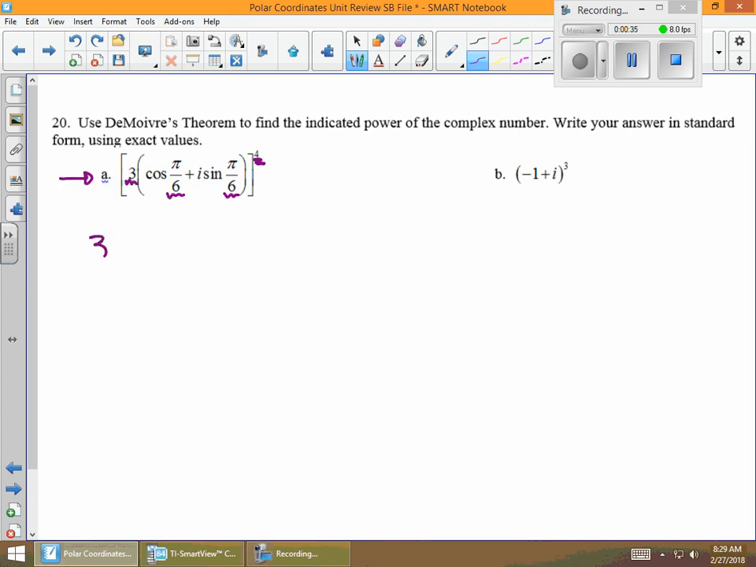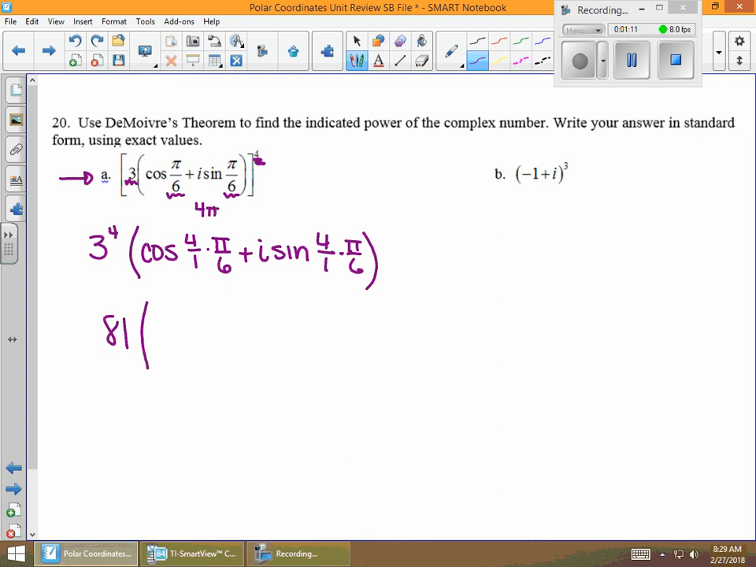So 3 to the 4th, so R to the power, and then cosine of 4, and I'm going to write 4 as 4 over 1 times pi over 6, plus I sine of 4 over 1 times pi over 6. And there you have applied the theorem. Now we do need to do some work here to pretty this stuff. 3 to the 4th is 81. This 4 over 1 times pi over 6 is 4 pi over 6.